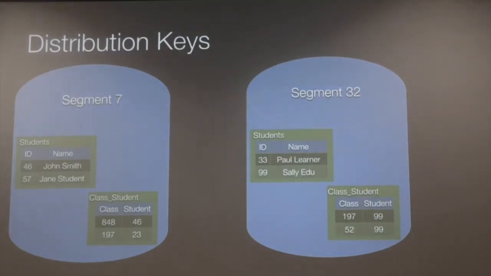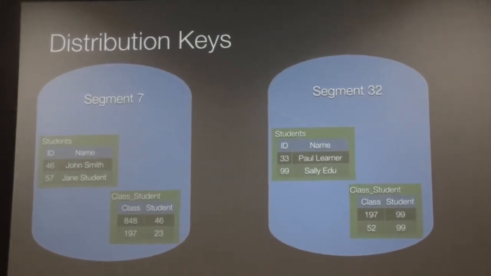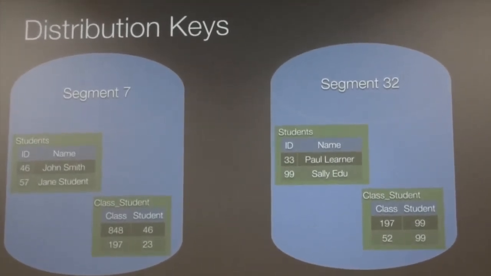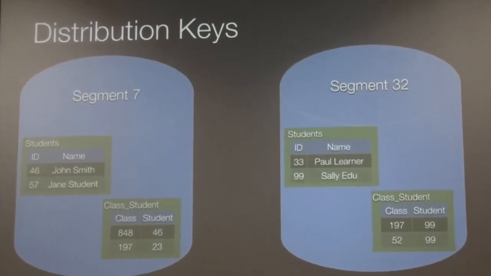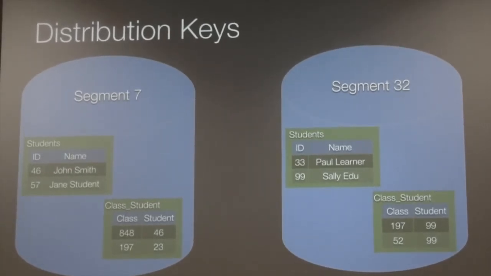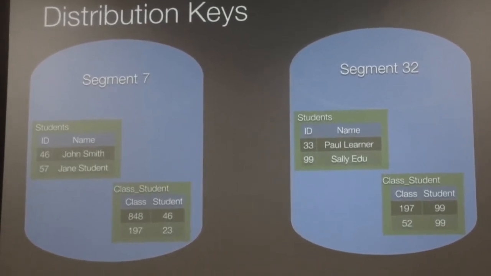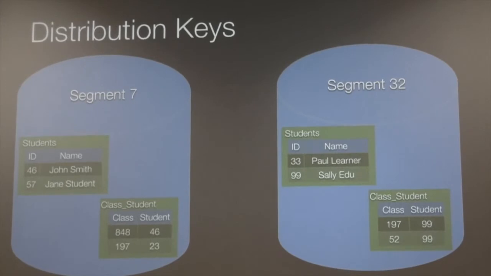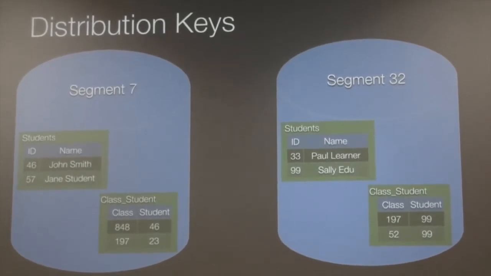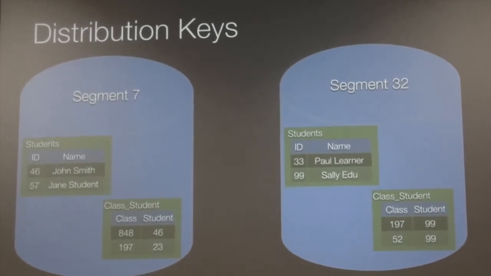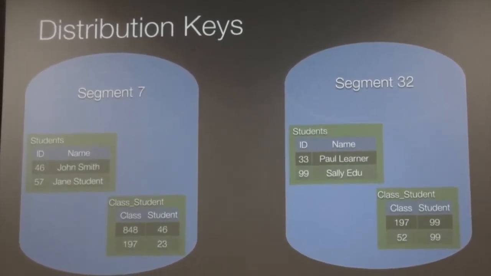OK, so this is what two of the segments on one of these nodes look like. Each has a cut of the data. In this particular example, we've distributed both of these tables by student ID. So student ID 46 in both of these tables is always going to end up on segment 7. Student ID 99 is always going to end up on segment 32. And we've got some examples of other segments in there that are showing up.